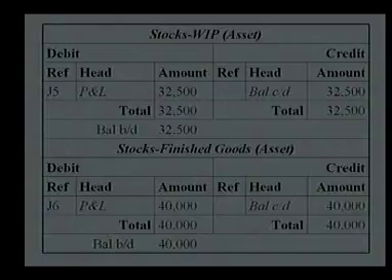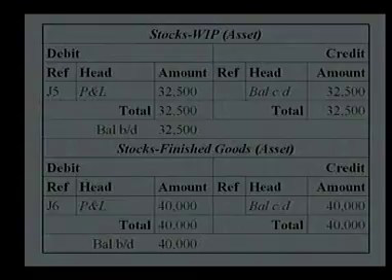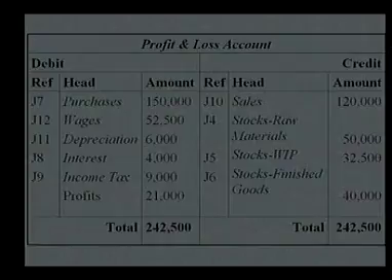These are nothing but the adjustment entries. You do it only when you want to prepare the balance sheet. So that's why in the beginning we didn't have these T accounts. Now we are creating the T accounts and we will subsequently close them. So you have stocks work in progress, stocks finished goods. Then here is the profit and loss account. Here again you find you have a debit side and a credit side.